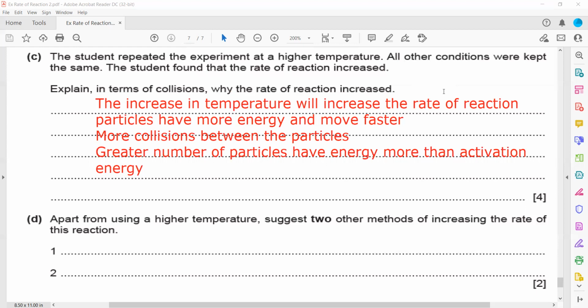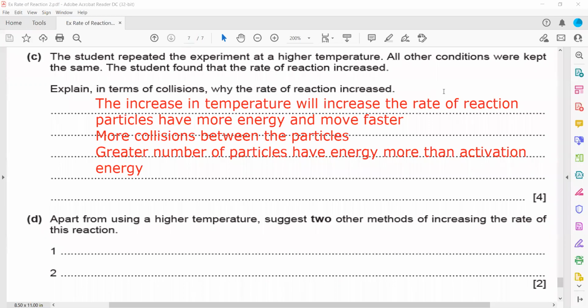That's one mark. Particles have more energy and they will move faster. That is the second mark. Sometimes more energy and move faster are given 2 marks, and sometimes they only specify them as the same, so they give 1 mark. Then more collisions between the particles will be there. That's the third mark. And greater number of the particles have energy more than activation energy. That will be the fourth mark.